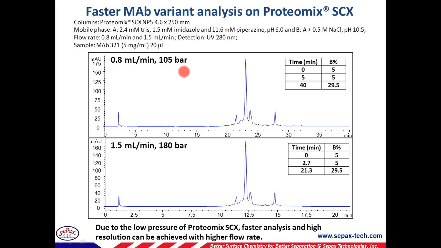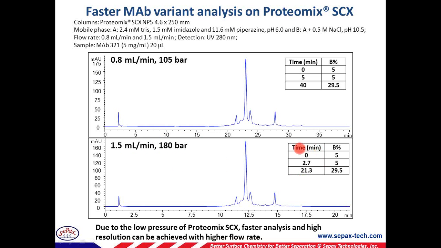ProteomIX SCX can withstand much higher pressure, so that really gives us the room to increase the flow rate and reduce the runtime with the same column. So we decided to switch to 1.5 ml per minute. It runs at 180 bar, still well below the limit.